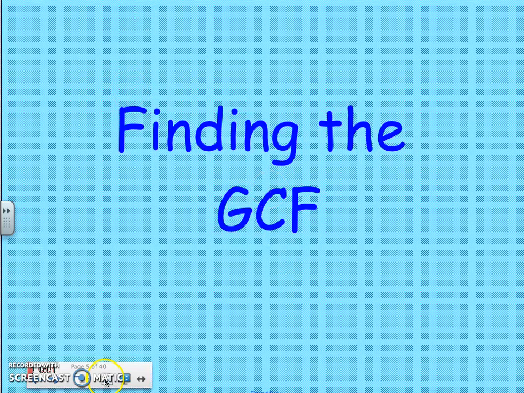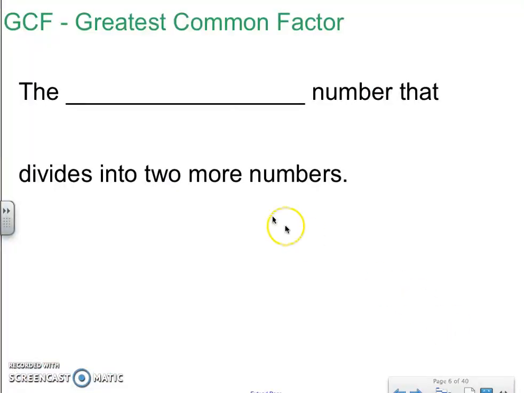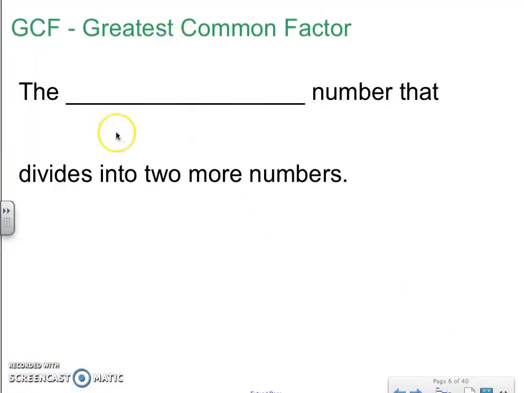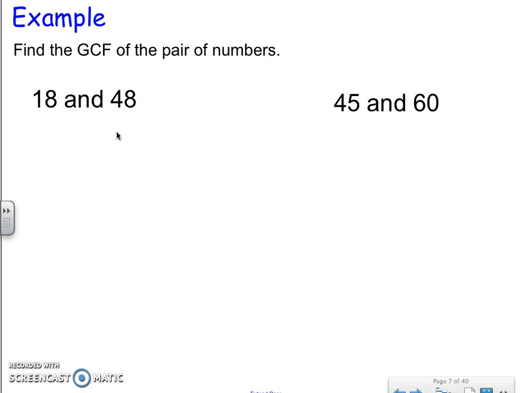Alright, so in this video we're going to learn how to find the GCF of a polynomial. GCF stands for greatest common factor, and the greatest common factor is the largest number that divides into two or more numbers. So we are going to say the largest. I'm looking for the greatest number they have in common. Okay? So let's take a look at some examples.